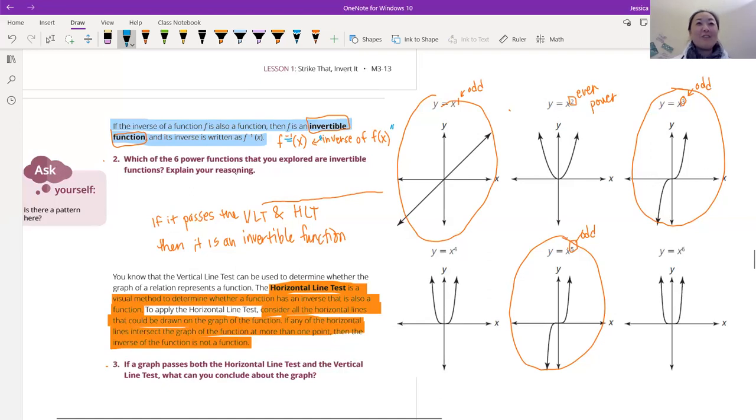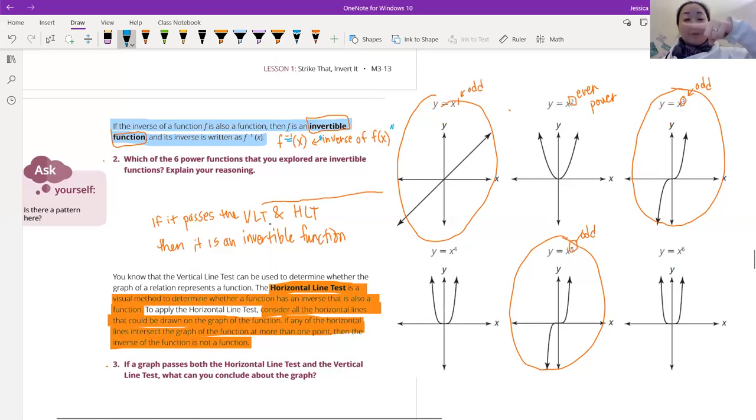All right. So how do you know which ones are invertible and which ones are not? This is actually the answer to number 3. I didn't even talk about this, I'm sorry. I got so carried away with Avengers. So now the horizontal line test is very much similar to the vertical line test, except instead of this, you have this. So you're going to check this way.